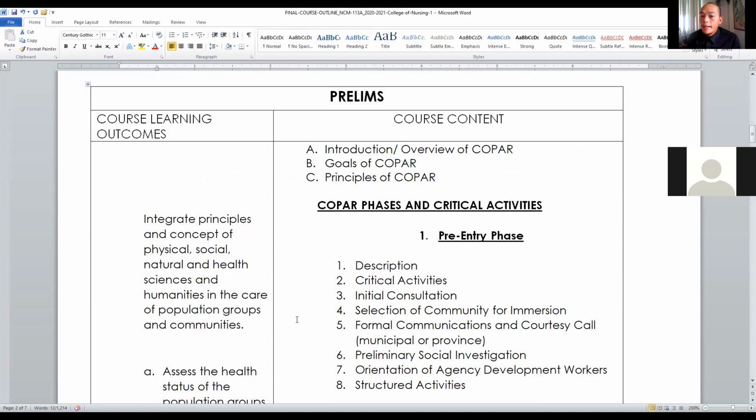Okay, in our theory class for prelims, we talked about different theories in healthcare, but we will see already what is the difference in 113A. For our prelims, we will target the introduction, again, an overview of COPAR or community participation. That was in the PowerPoint handout that I sent you yesterday, and we will touch on that later. What are the goals of COPAR and the principles of COPAR? Actually, ito yung target natin for today.